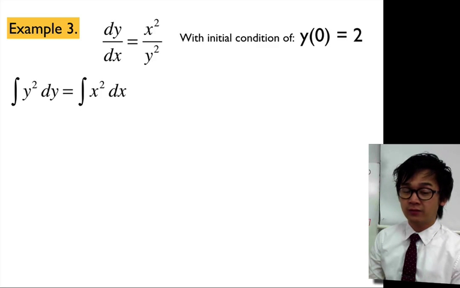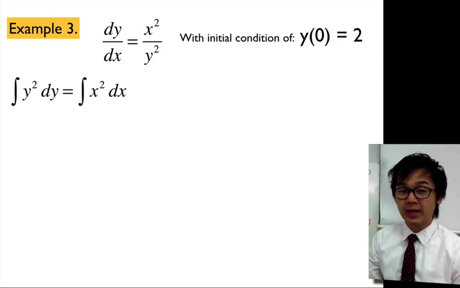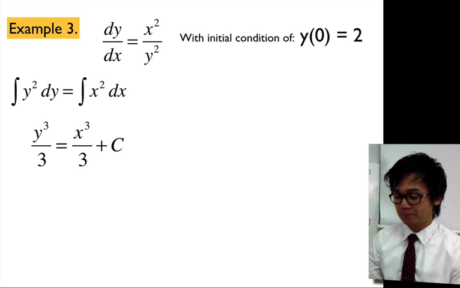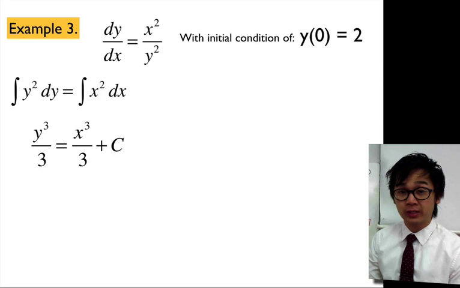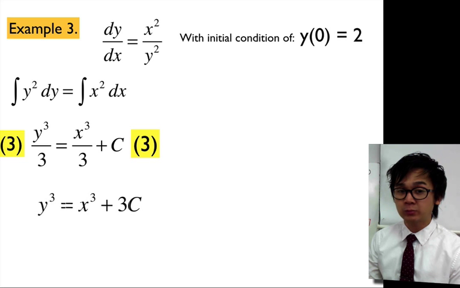Now the integral of the left hand side will be y cubed all over 3 equal to x cubed all over 3 plus c. Now if you'll notice, we still have 3 in our denominator, and to get rid of that denominator, all we need to do is to multiply both sides by 3. So by multiplying both sides by 3, we're eliminating our fraction form, and we will end up with y cubed equal to x cubed plus 3c.